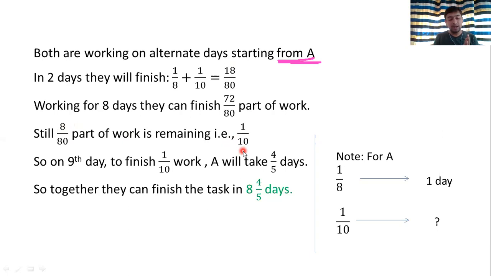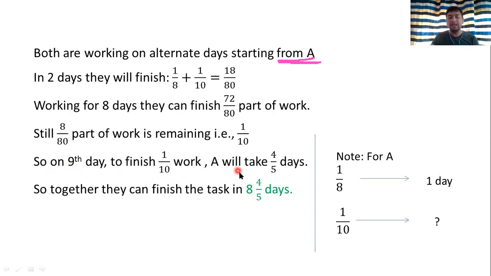Now, who worked on the 8th day? B worked. Look, first day A, second day B, third day A, fourth day B, fifth A, 6th B, 7th A, 8th B. So who will work on the 9th day? On the 9th day A will work. So on the 9th day, to finish, how much is remaining? 1 by 10.